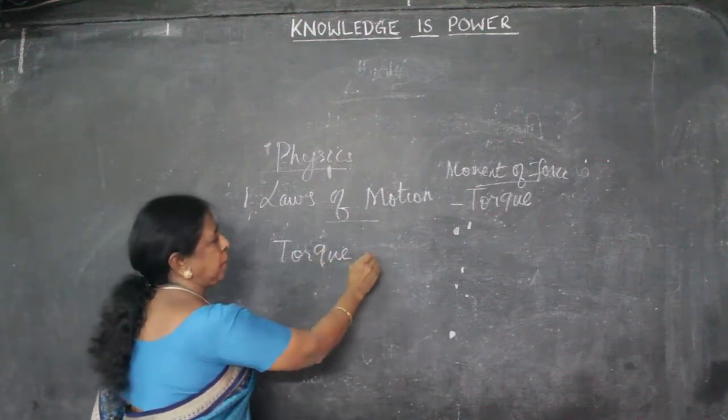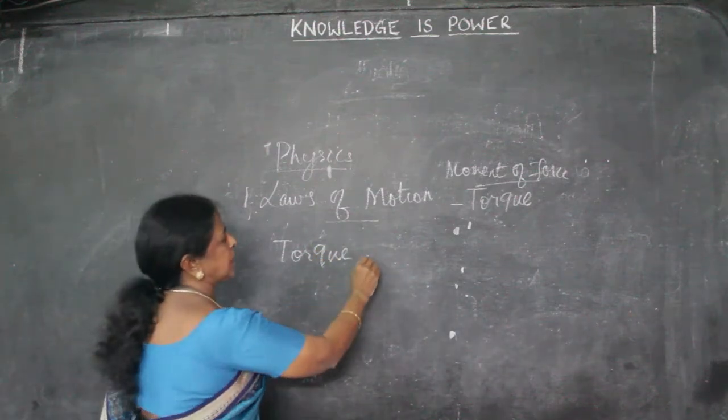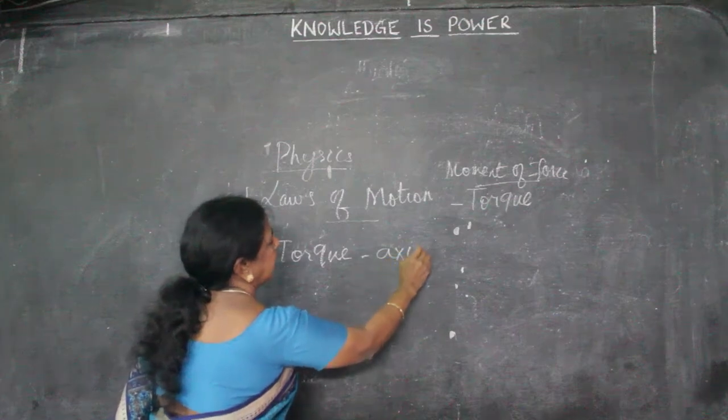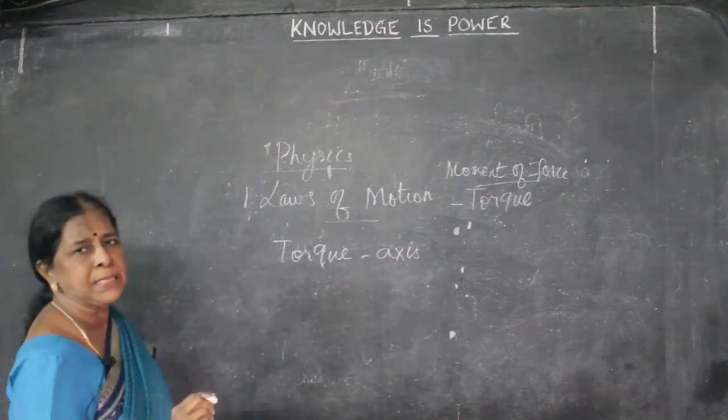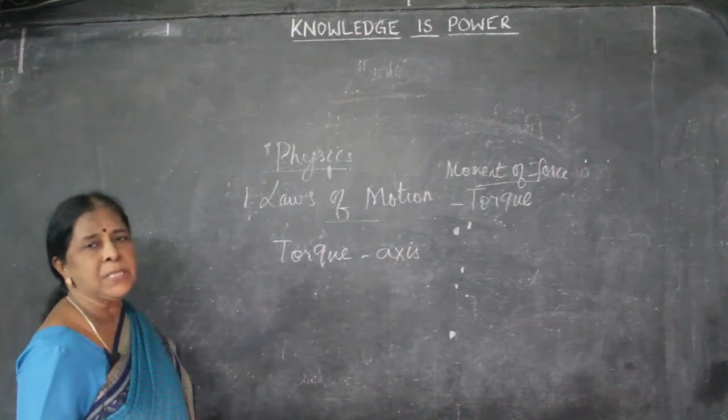That is acting at a particular point. That particular point is known as what? Axis. The force acts at a particular point, and that point is known as the axis. That is otherwise known as torque.